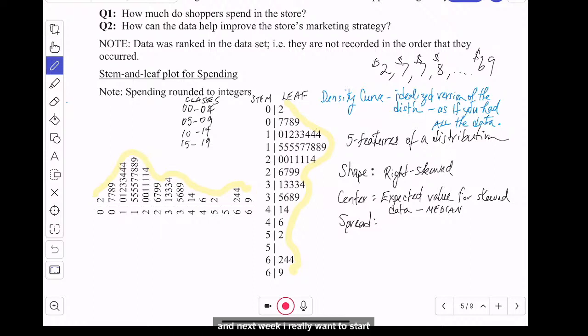And next week, I really want to start into risk and return, since now we've figured out how to make a projection of cash flows, the next step is to figure out how to compute an appropriate risk-adjusted rate of return.